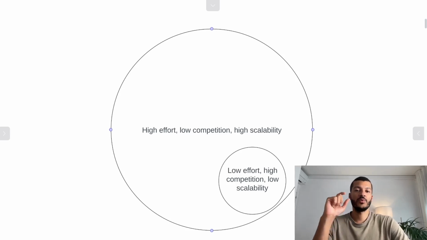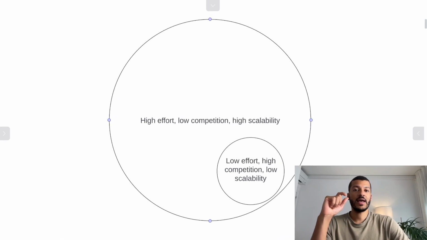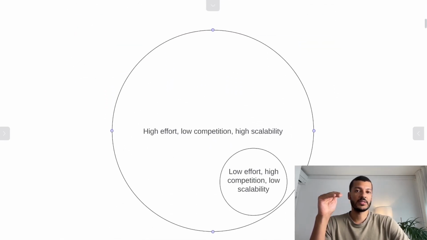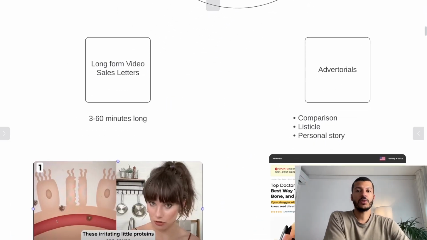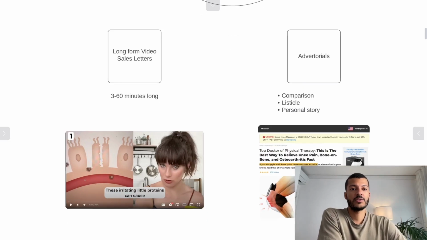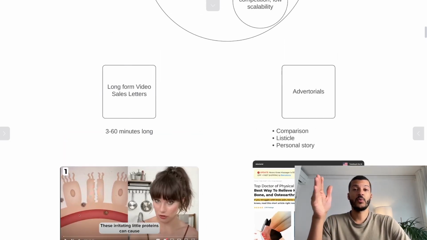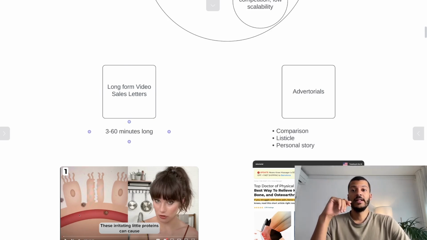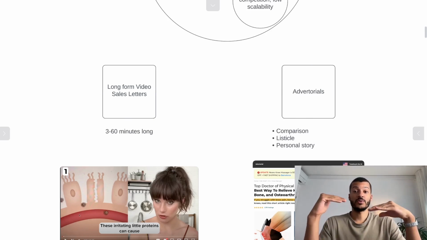And ultimately, you will be rewarded with high scalability, right? Which means with this added on top of what you're currently doing, this can easily double and triple your business in a couple of months. So here, just shortly, some ways on how to do that. There's two ways out there that I found interesting and working. And those are long form video sales letters, or video sales letters in different formats, and advertorials, right? And sometimes also a combination of those, right?